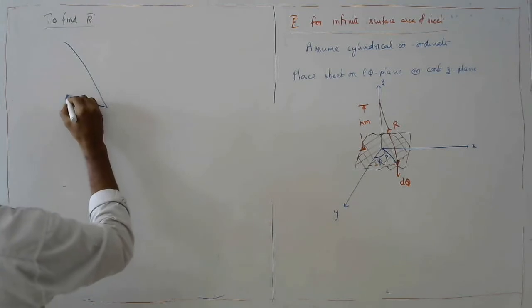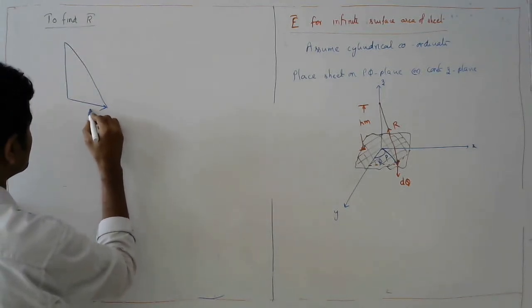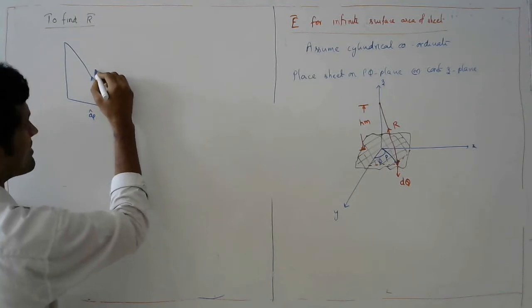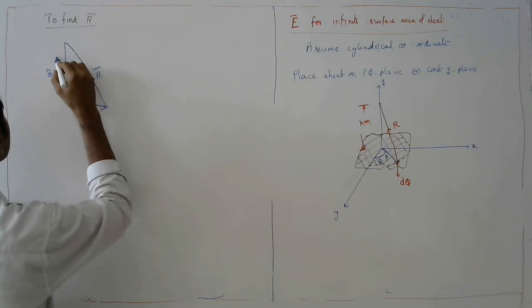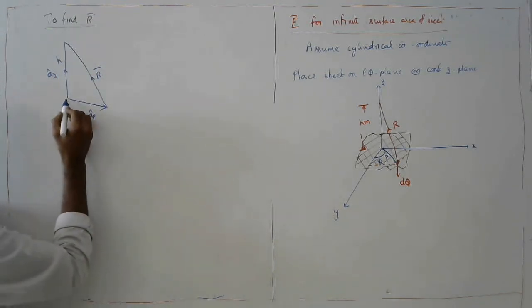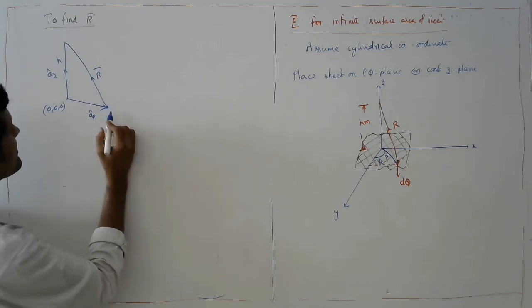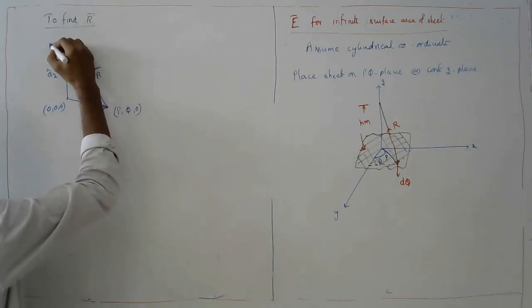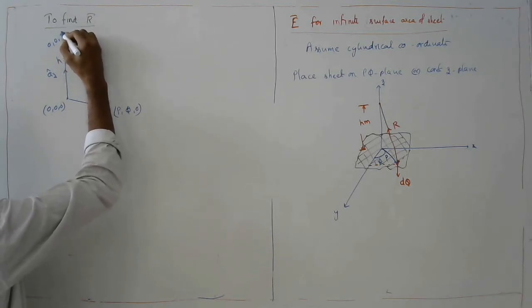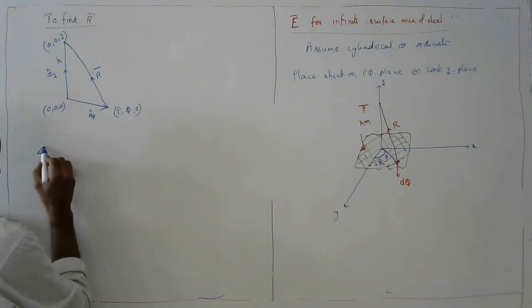The shape will be like this. This is the a rho cap direction. This is r bar vector. This is z bar vector. The height here is z equals h. Point origin 0, 0, 0, and here the points are rho, phi, 0, and here the points are 0, 0, z axis.